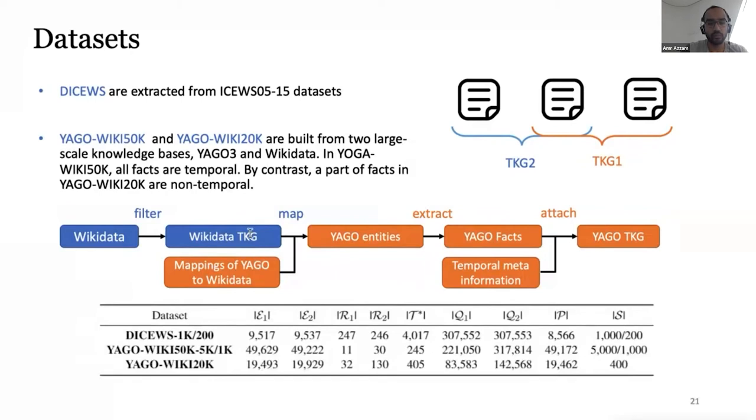In YagoWiki 15K, all facts are temporal. By contrast, the YagoWiki 20K dataset is temporally hybrid, where there are about 20,000 entity pairs, and a part of facts are non-temporal.